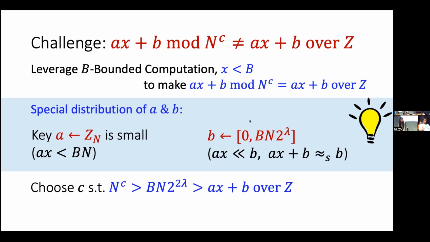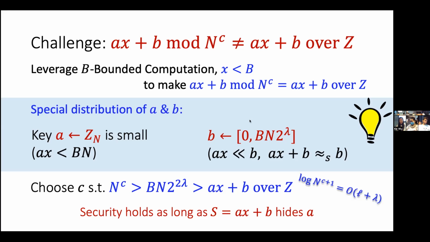Nonetheless, all values are bounded, and I just choose n to the c to be large enough so that mod n to the c is the same as over the integers. I have chosen n to the c kind of large, but it is not that much larger. The bit length is still a constant times the bit length of b and the security parameter. And security holds, I don't know if you still remember, but the key fact we used in our argument before is that given the short input label ax plus b mod n to the c, it hides a, because a is used as a key.